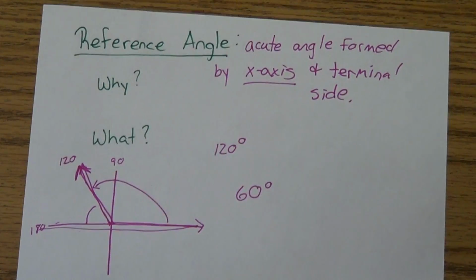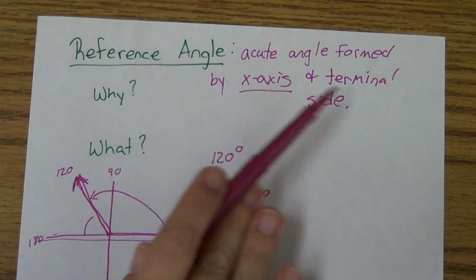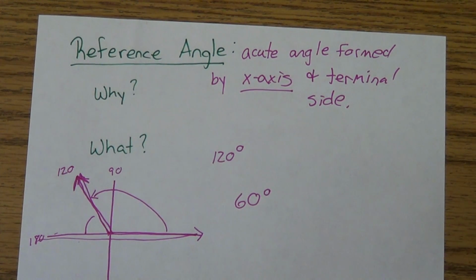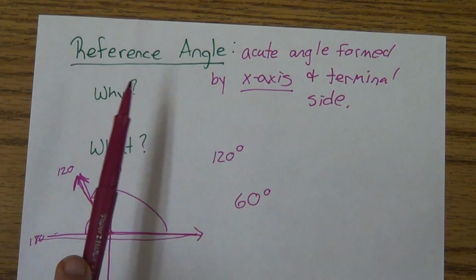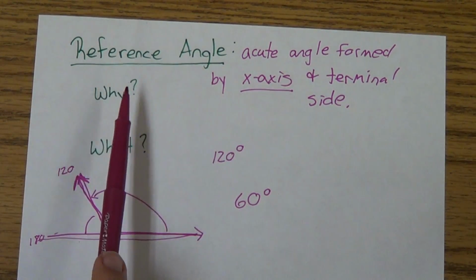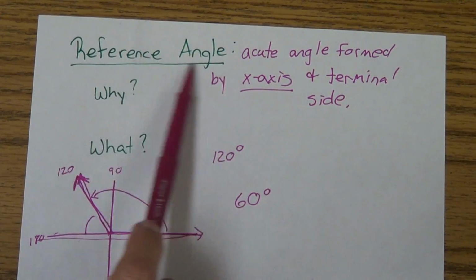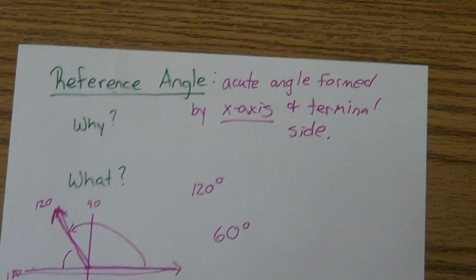Another way I think of a reference angle, not in such fancy words up there, is I just think of it as the quickest way to get to the x-axis. And again, positive, negative, doesn't matter. We're just trying to get to the x-axis the fastest way we can, and it's always going to be positive. Why do we need these? When we get onto the unit circle tomorrow, you'll see that these reference angles are going to come in very handy.